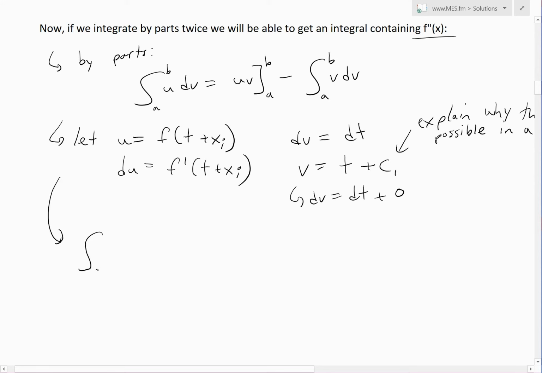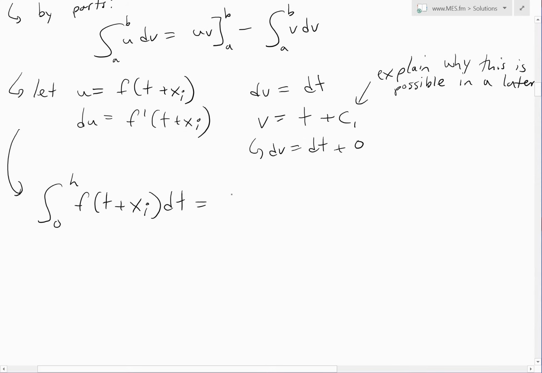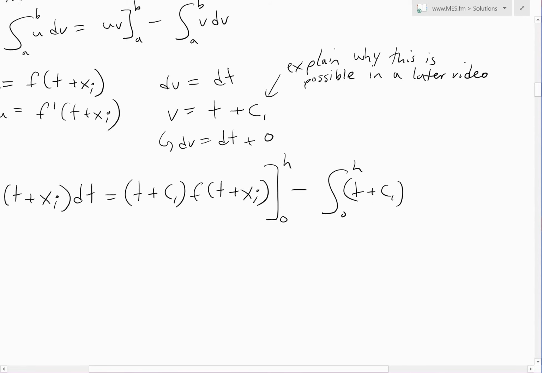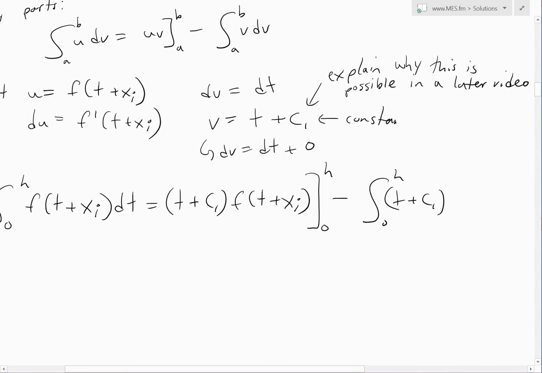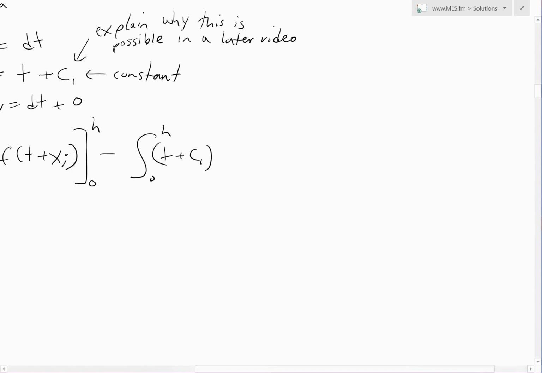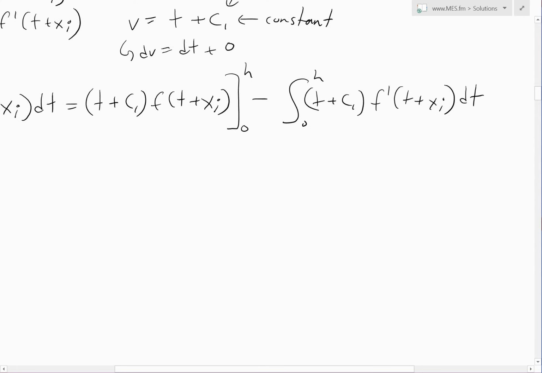So what we get now is the integral from 0 to h of f(t + xi) dt is equal to, now our u is this and our v is that, so I'll put this in front: (t + c1) f(t + xi) from 0 to h, minus now the integral from 0 to h of, now our v is t + c1, constant 1, the integration constant, times our du, which is f'(t + xi) dt.